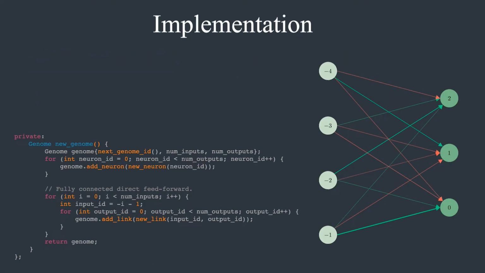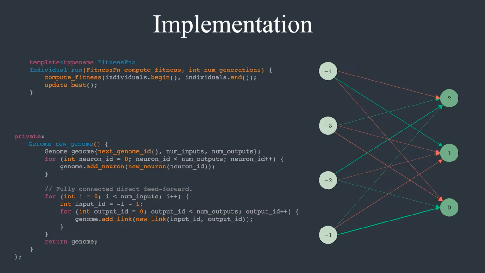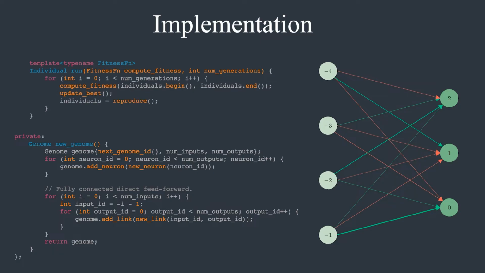With the initial population ready, let's compute the fitness for each individual and update the best one. We should really be running this for a number of generations and replace the population with offsprings, so let's do that too. We'll come back to the fitness function later. Let's first implement the function that produces offsprings.